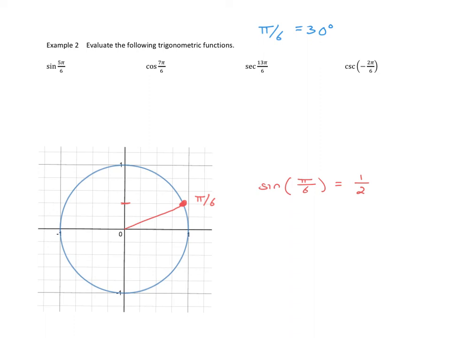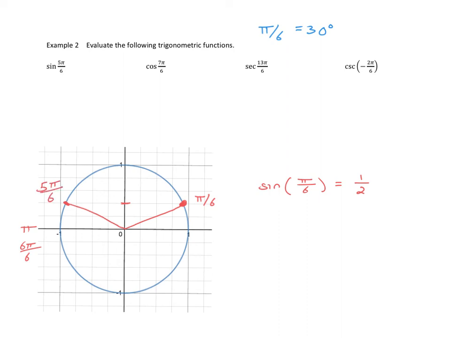Here's how I'm going to think about it. I know this is pi, or 6 pi over 6. So if I rotate backwards pi over 6, it'll take me to 5 pi over 6. So this is the location of, I'll draw it in, 5 pi over 6, like right about there. Fantastic.